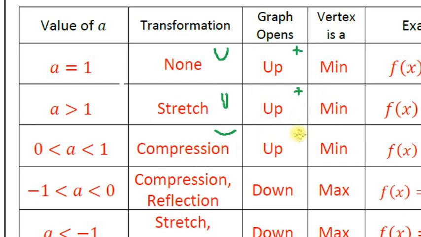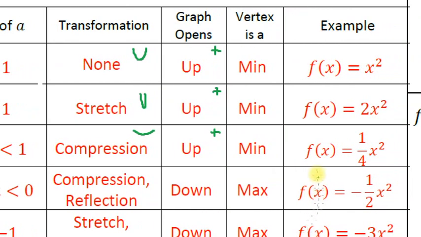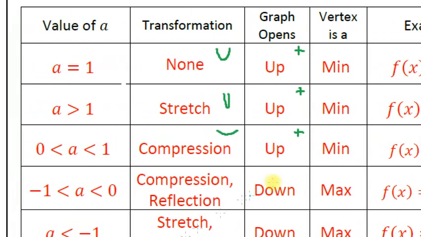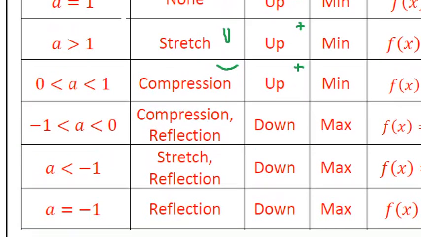The graph still opens up because A is positive. That means the vertex is a minimum. Here's an example of that. F of x equals 1/4 x squared. 1/4 is greater than 0 but less than 1. So there's a compressed graph. All right, let's continue on.